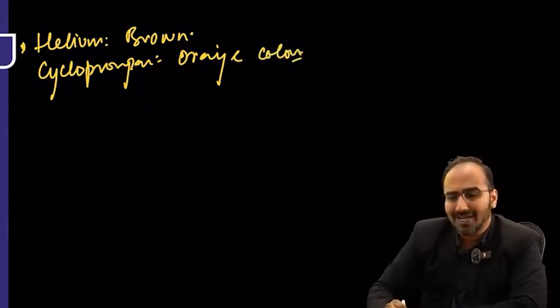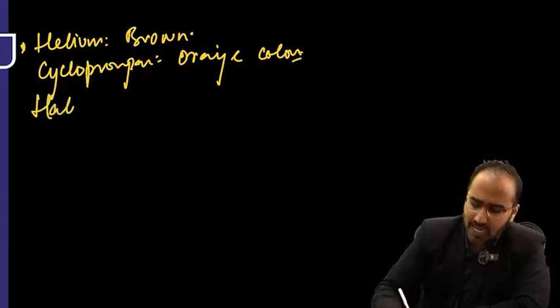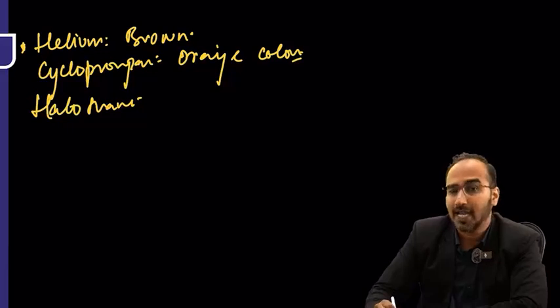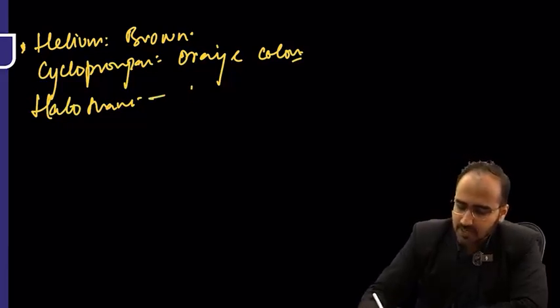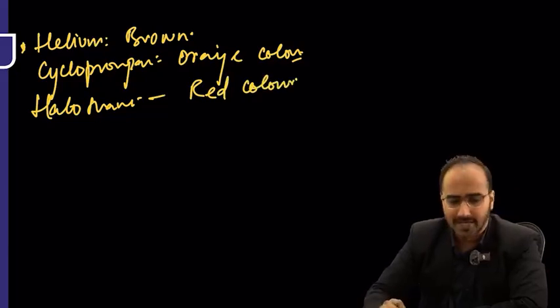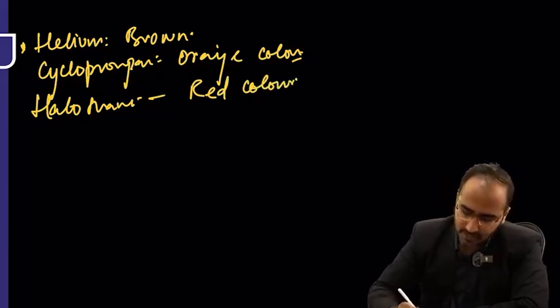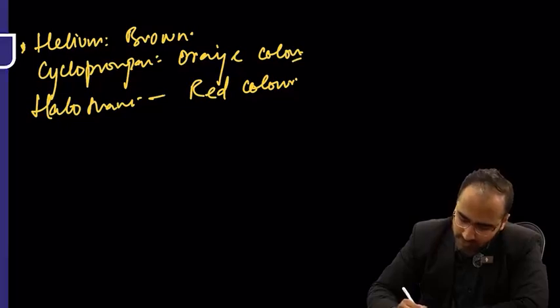These are the commonly asked cylinders. One more, halothane. Halo is hell, and hellfire is red in color. So the halothane cylinder is red color. Halothane is stored in red color cylinders. So that was regarding the color coding of the cylinders.